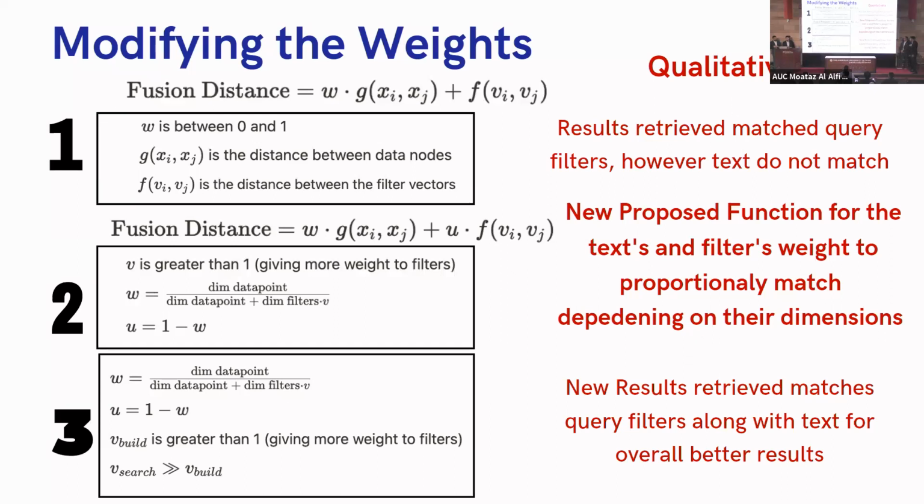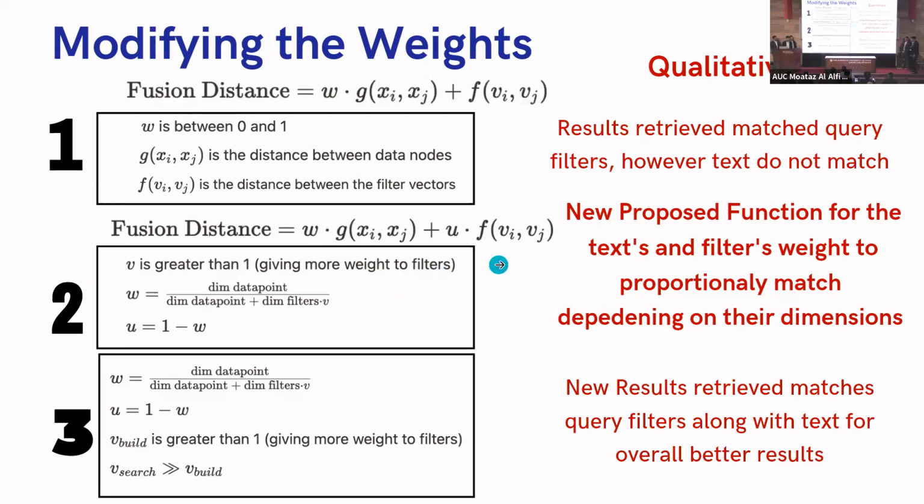So we proposed a new modified fusion distance function that gives proportional weights to the text data and the filter data depending on their dimensions. In more detail, the weight W is now a proportion between the dimension of the data point and the dimension of the data point and filters together. Similarly, a weight is given to the filter distance. However, the dimension of the filters is usually less than the dimension of the data points, so we added a scalar V to the dimension of the filters in order to increase its weight.